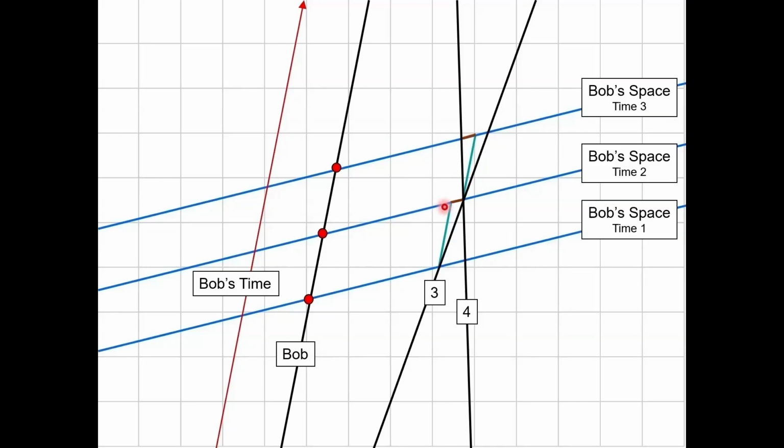But nonetheless, the angle between the world lines tells us about the speed. So within this same region over here, a bigger angle is a bigger speed. And within this range over here, again, the bigger angle represents the bigger speed.